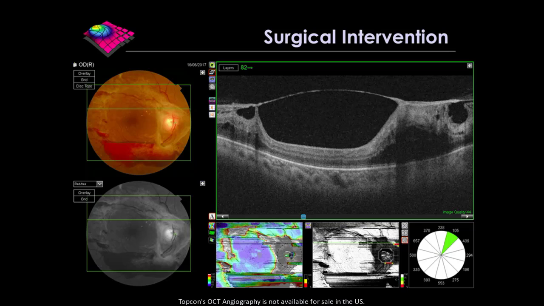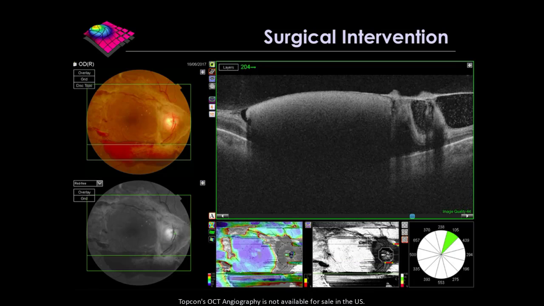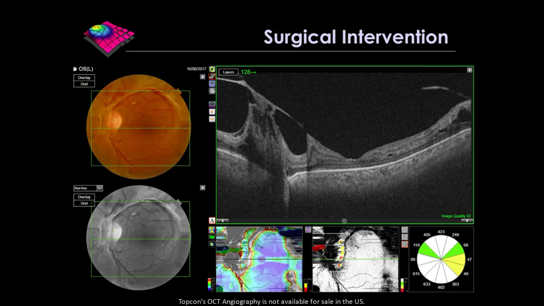So here's the traction just above the disc. You can see it beautifully on the red free as well. Here's a similar cut just below the disc, and it seems almost like a splitting of the retina more than actually pulling the retina off at this point. And then, just for the fun of it, I showed a scan through this area of pre-retinal hemorrhage, just to show you the way that pre-retinal hemorrhage looks on the scans. And here's the other eye.